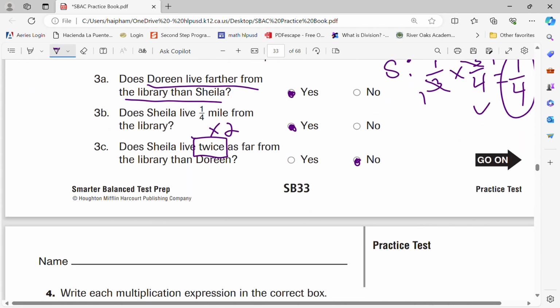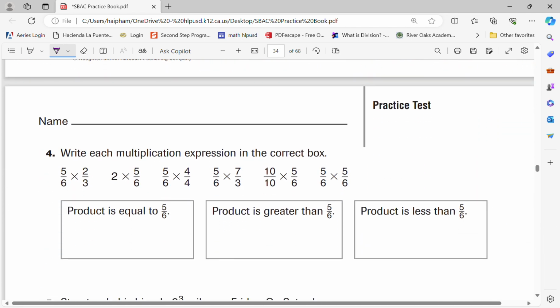All right, so let's look down here and determine where each expression should be categorized. The first one, we have 5/6 times 2/3. They're both proper fractions, so we know that will be less than. Fraction by a fraction, less than. So we have 5/6 times 2/3.